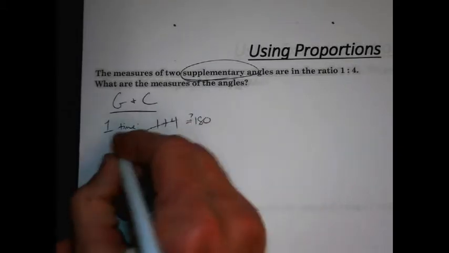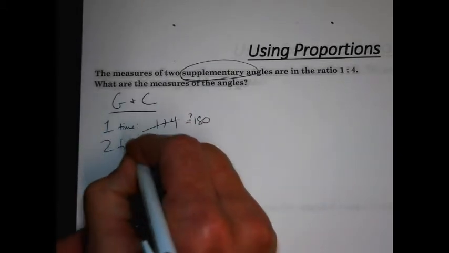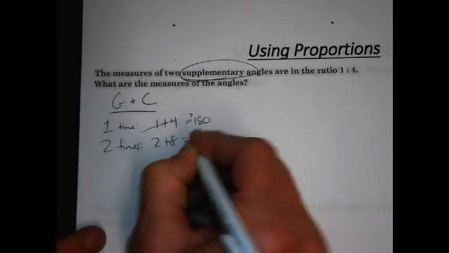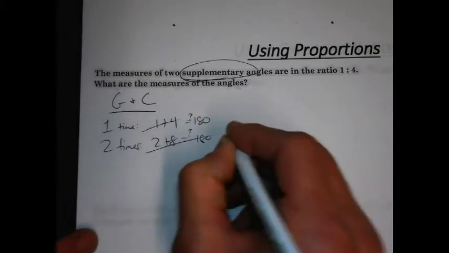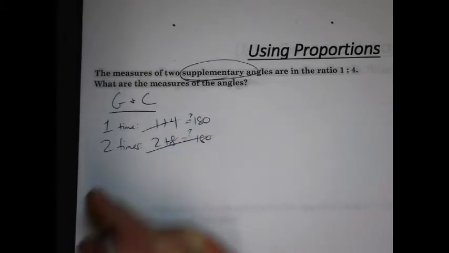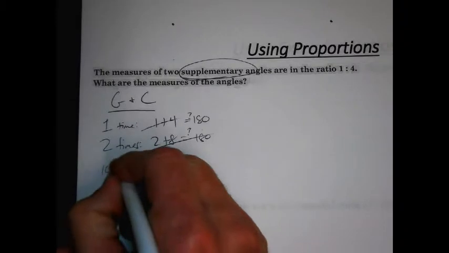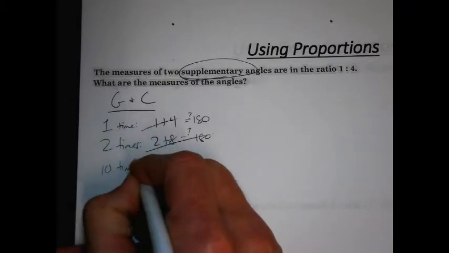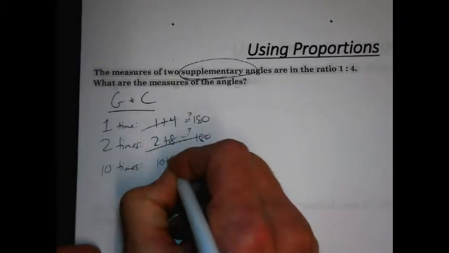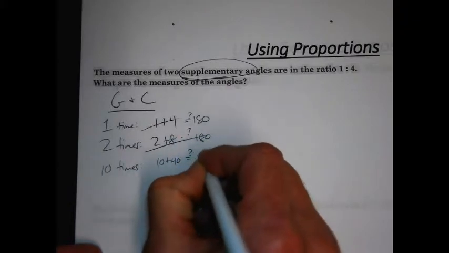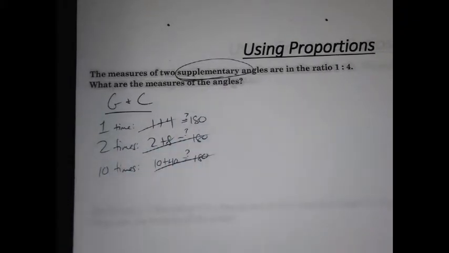How about 2 times? 2 plus 8. Does that equal 180? No. So with guess and check, you would keep doing that, even 10 times. 10 times we'd have 10 plus 40. Does that equal 180? No. So you can use guess and check. I prefer algebra. Now what do we know?